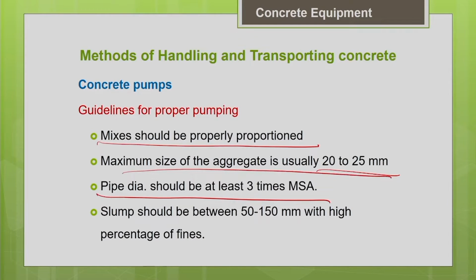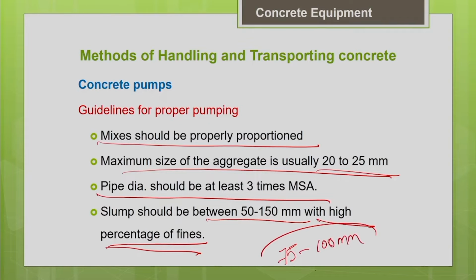And the slump should be between 50 to 150 mm. We generally use a higher percentage of fines so that the mix will be more cohesive. The paste content will be more cohesive and it will flow easily through the pipelines. To facilitate that, we use a high percentage of fines for pumpable concrete. All these things should be taken into account when you do the mix proportioning itself. As per our IS code, at least 75 to 100 mm slump is needed for pumpable concrete.